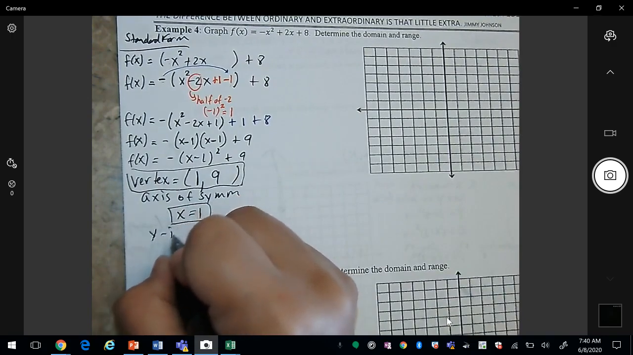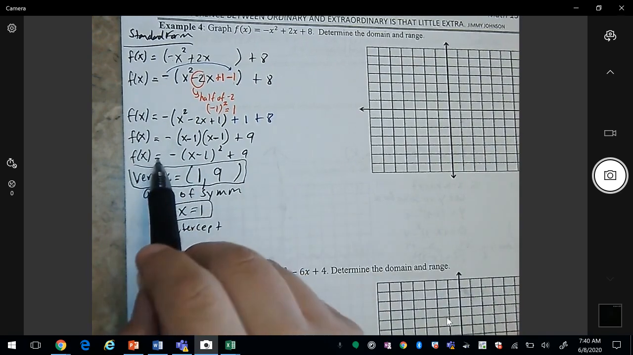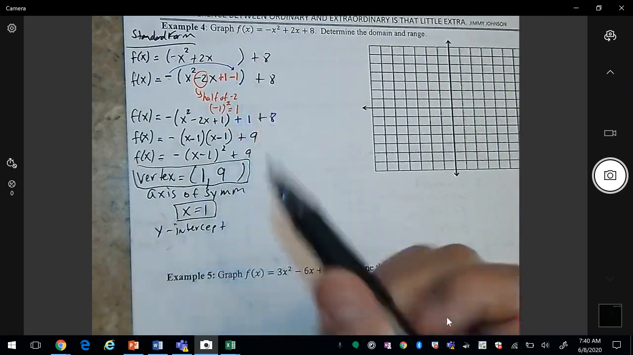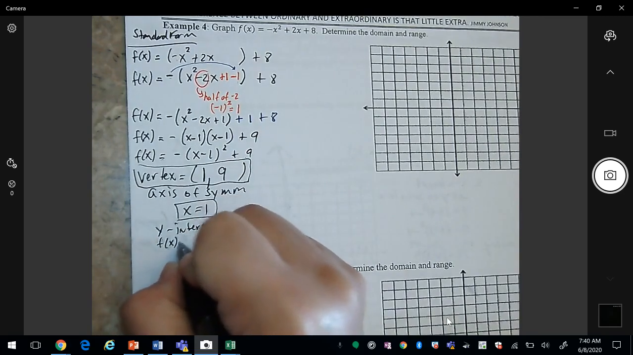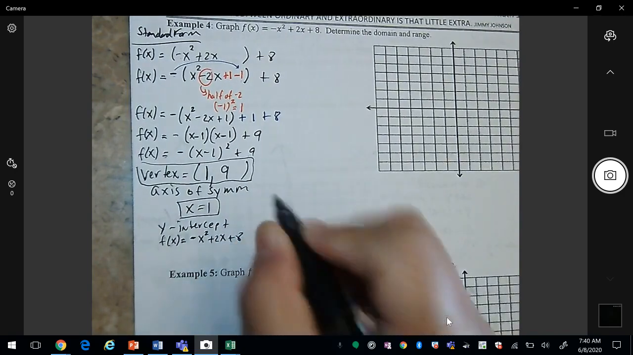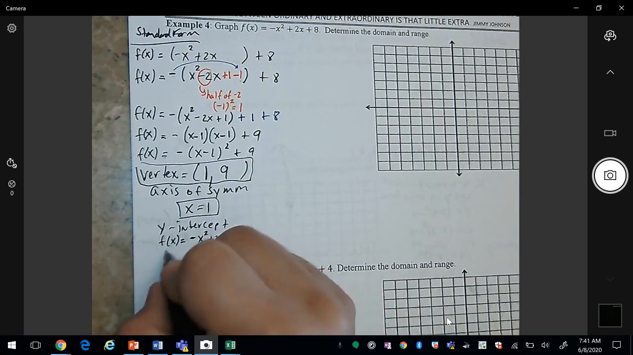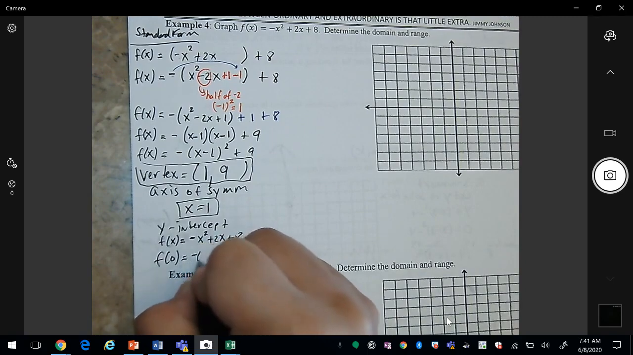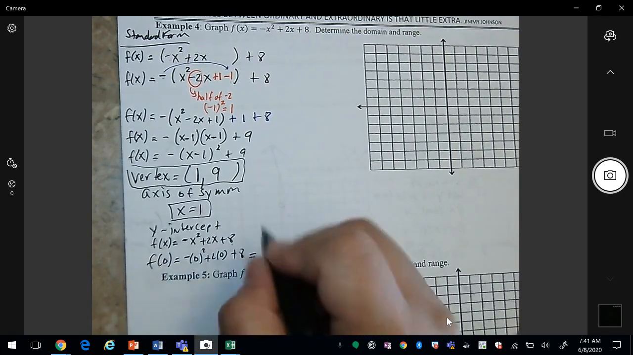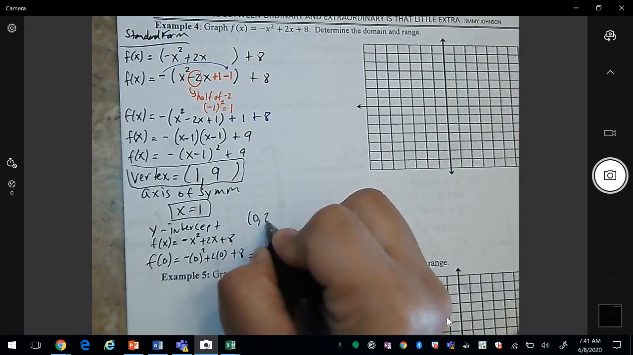The y-intercept, you can use your standard form, which is right here, or you can use this form up here. So again, your y-intercept is just this number out here. And the reason is if x is 0, then everything becomes 0 except for that number. So my y-intercept is at 0, 8.